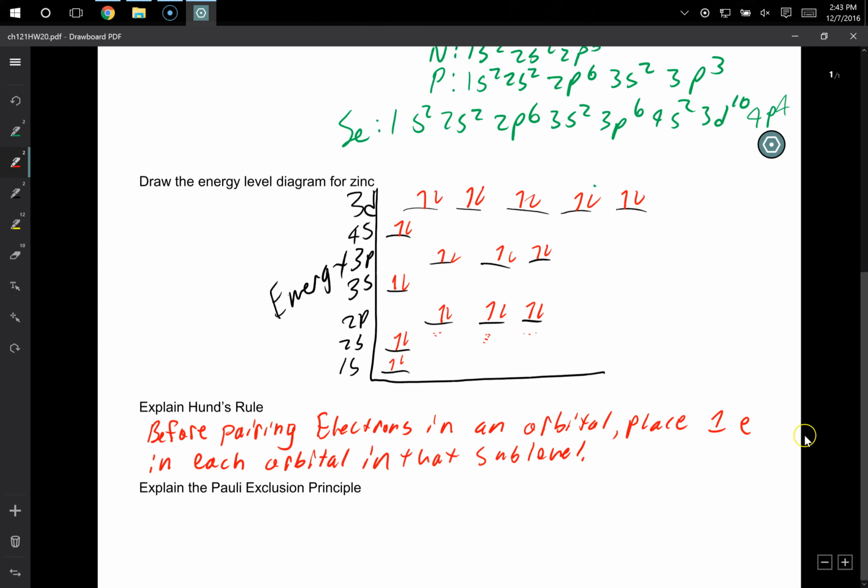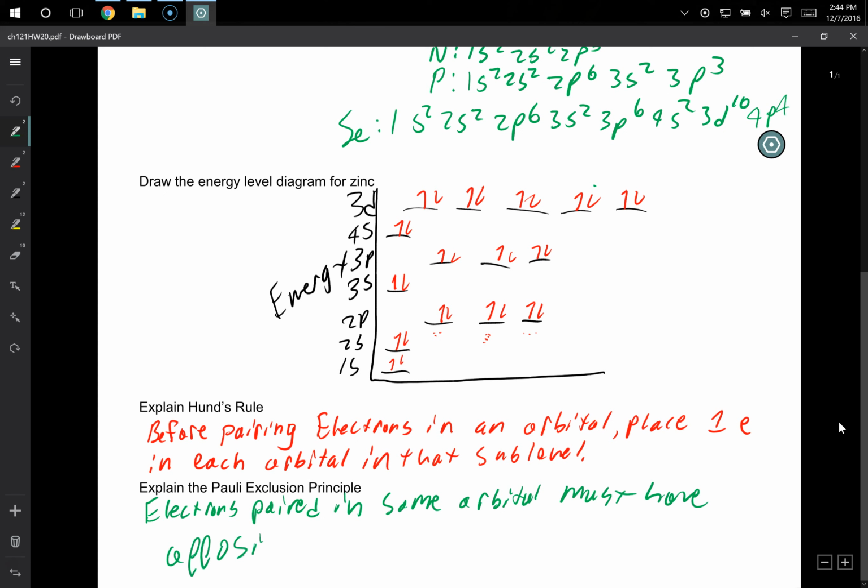The Pauli exclusion principle? Electrons paired in the same orbital must have opposite spin. Questions? Okay.